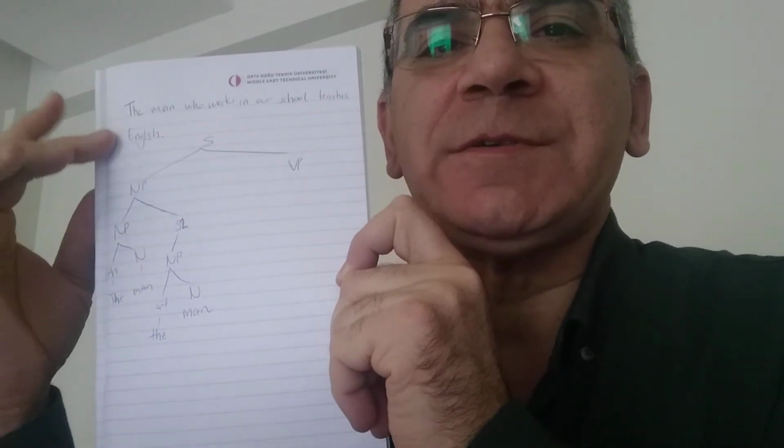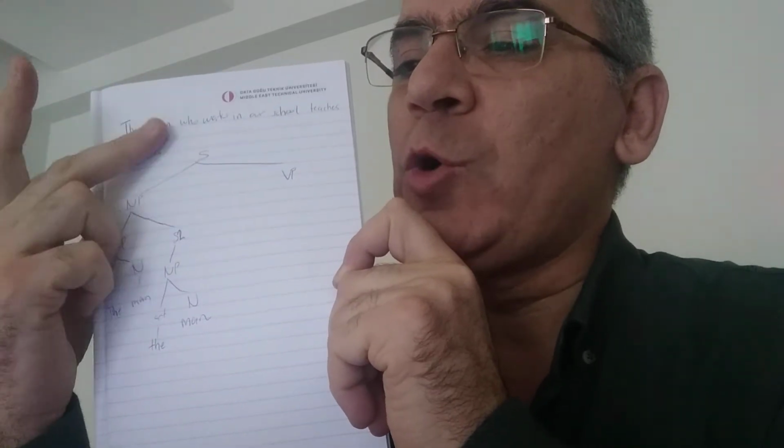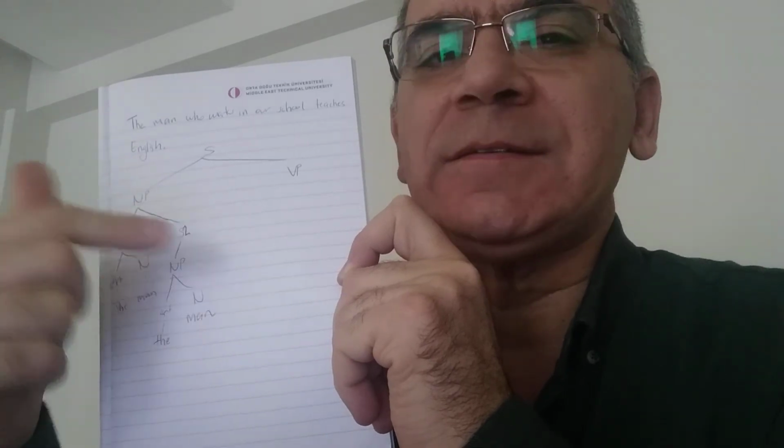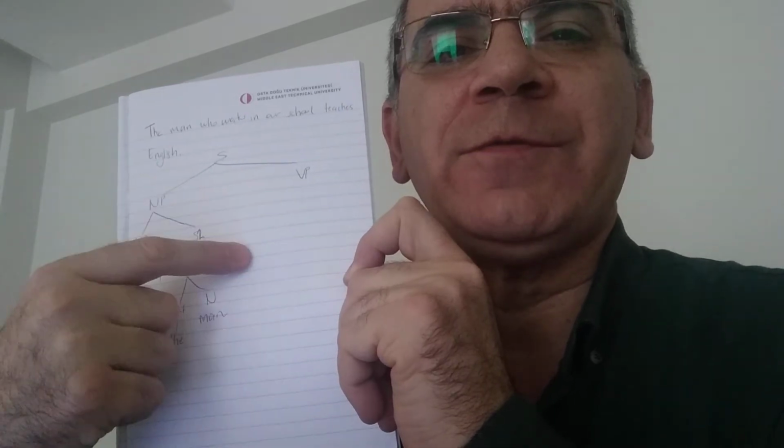In the surface structure, we have this sentence, the man who works in our school. But in the deep structure, who refers to the man. So this is a second sentence. We have to have a verb phrase here. What is the verb? It's works.